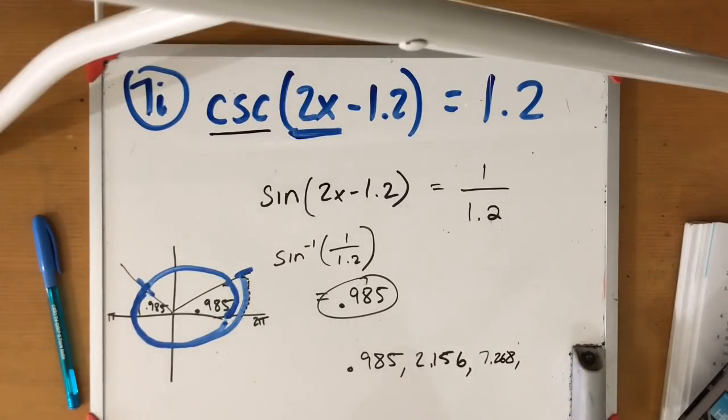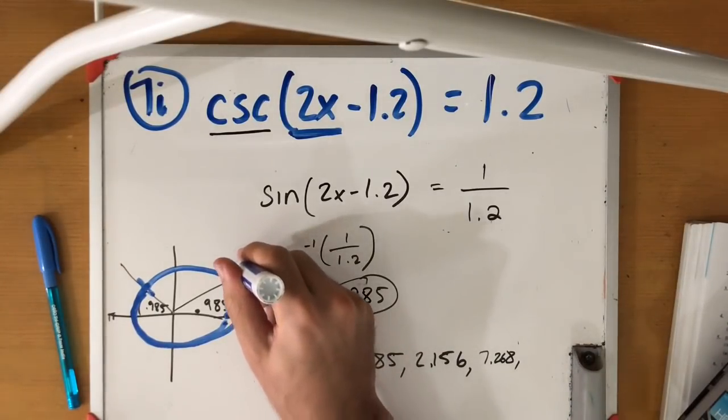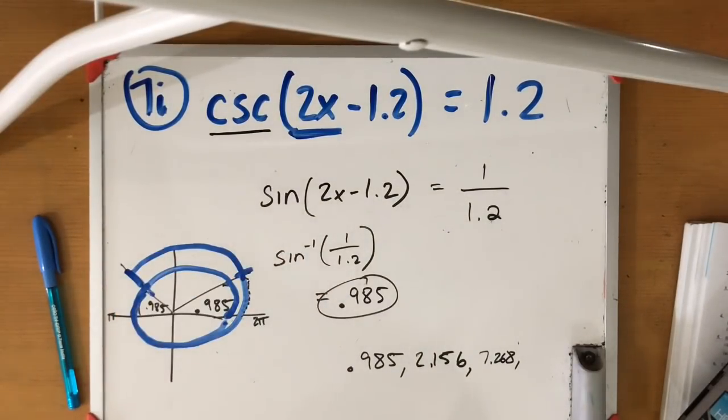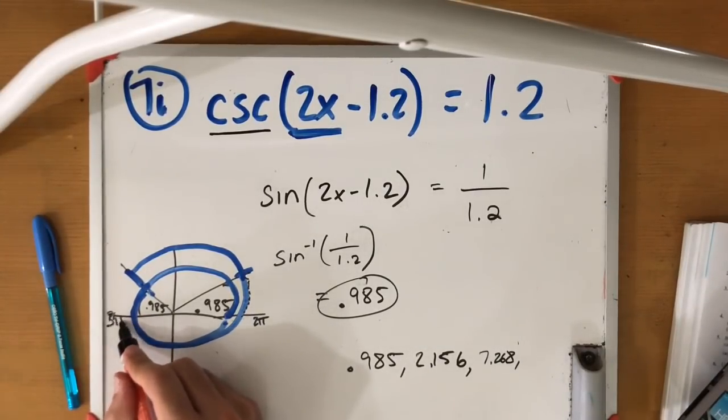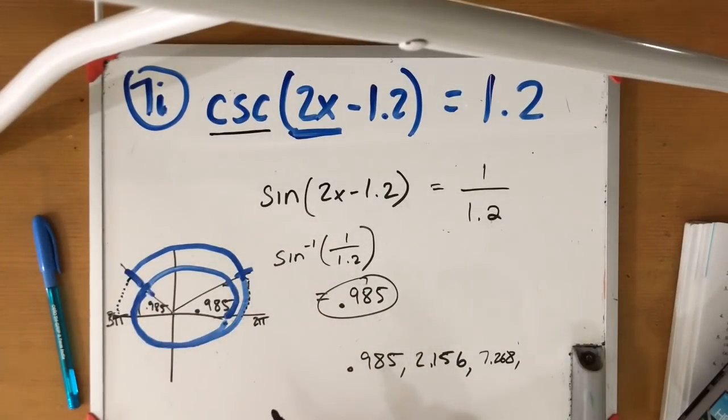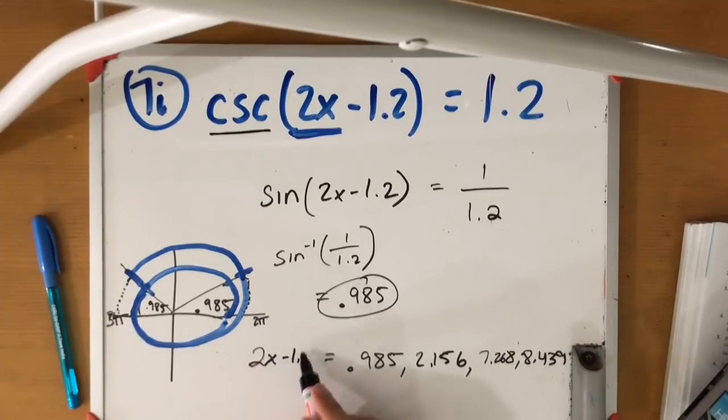Okay, let's keep it moving. All right, up to here. Now again, if this is 2 pi, this would end up being 3 pi now. So what's 3 pi minus 0.985? That would end up being 8.439. Okay, so what is this all equivalent to? This is all equivalent to 2x minus 1.2. You just have to solve for these individually now.